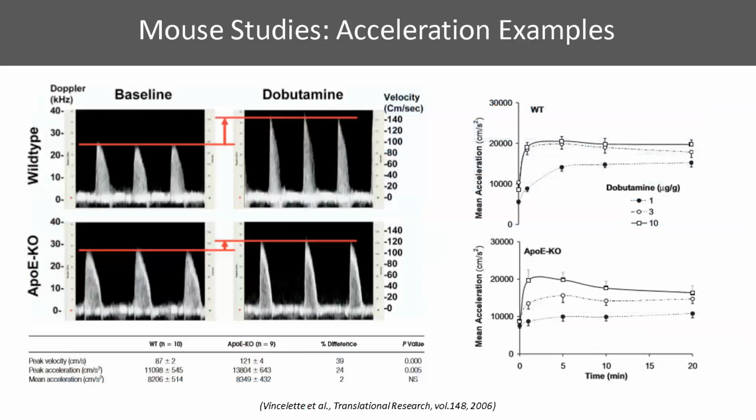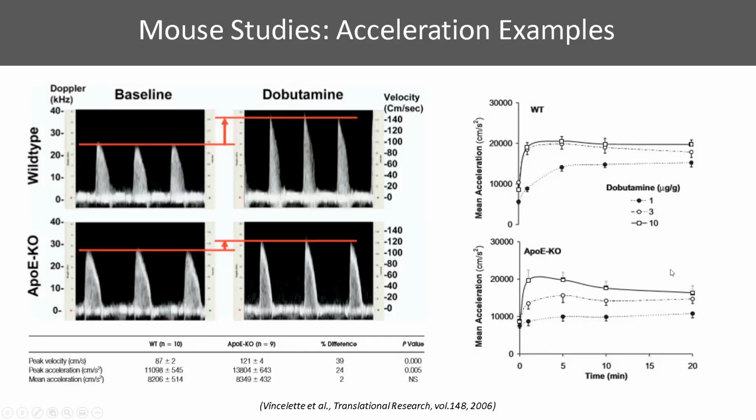So with that, I wanted to show some of the acceleration examples that people have used in the past, even before we did this evaluation study. Here is one done by, I think, Vincelet et al., where they showed that there was a reduced cardiac reserve in ApoE mice, as shown in the peak aortic velocities compared to the wild type, and also a dose-dependent response to dobutamine.